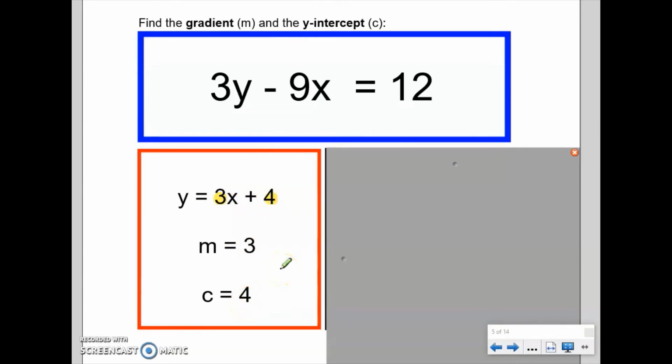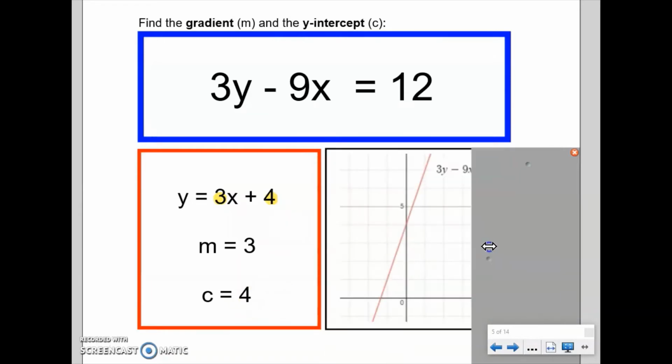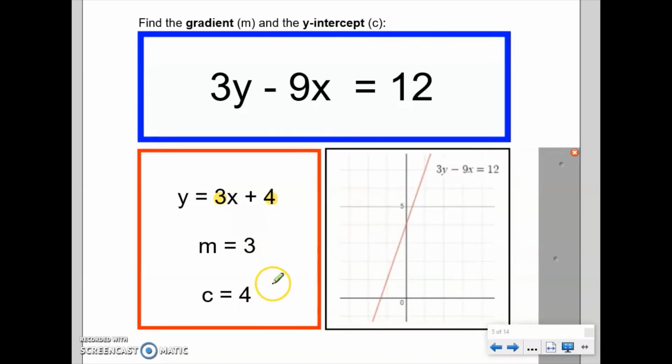If I wanted to relate this to the graph of the equation, it would look like this. From these two bits of information, there's my y-intercept at 4. And if I picked a point on the graph, let's start here, and went 1 square along, I would have to go 3 squares up before I met the graph again. If I was to start on this point, 1 square along, 3 squares up. So from these two bits of information, I can have a good go at plotting or sketching the linear graph.